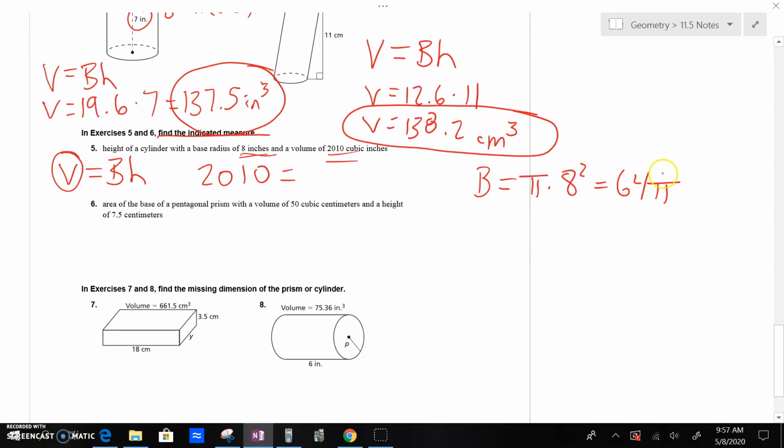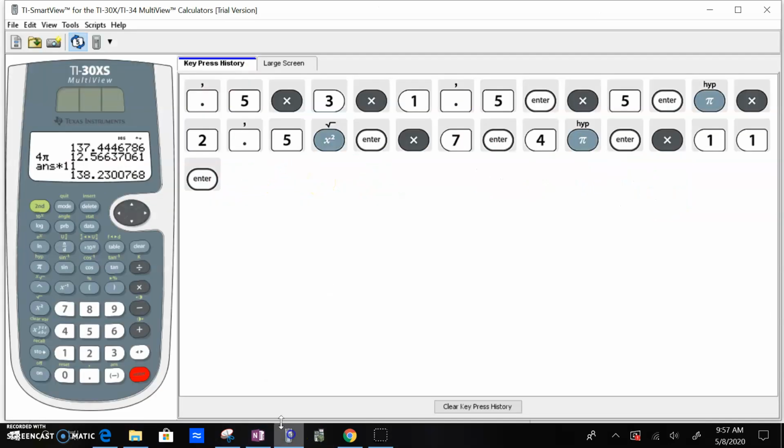And you know what? Just for the moment, let's leave that as 64 pi. So that's the area of the base, 64 pi. And that's a decimal we can go get in the calculator. But then we're going to multiply by h. So really what I need to do to solve this thing is to get h all by itself. So I'm going to take 2010 and divide it by 64 pi.